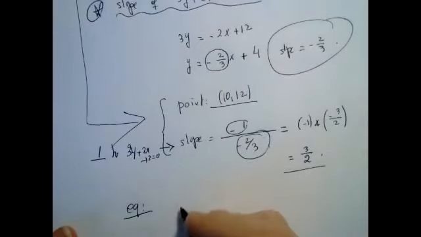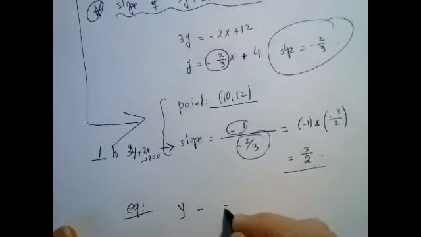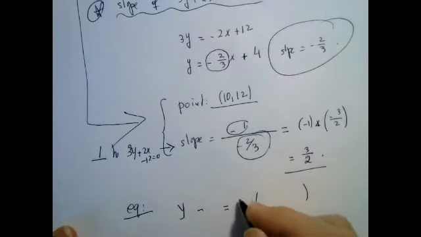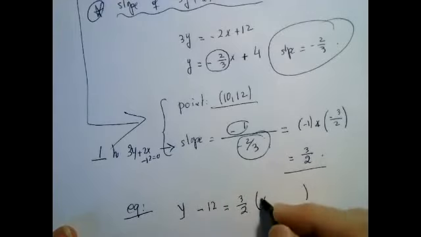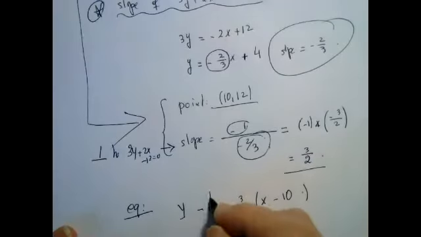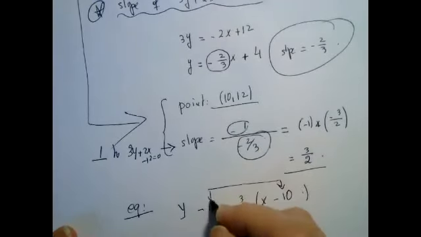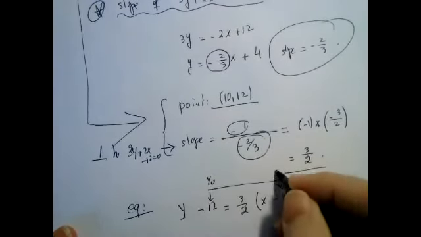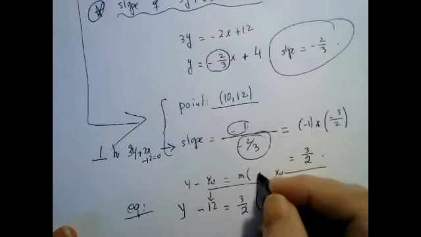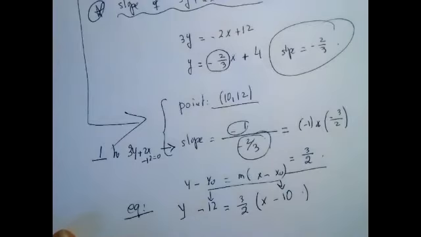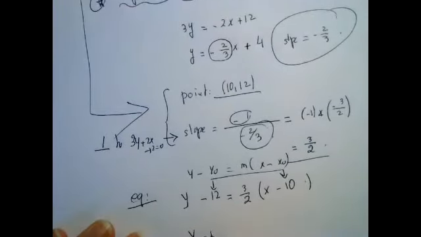We have the equation y minus y0 equals m times x minus x0. The slope is 3/2. The point is (10, 12), 12 for the y, 10 for the x. So that's the point, that's the y0, x0. That's the slope, x minus x0. And that's the formula I'm using for the point-slope form. And now the rest is easy. I just do the algebra.